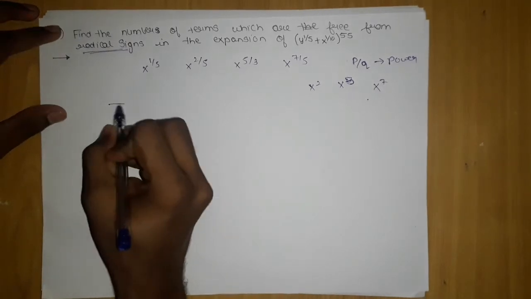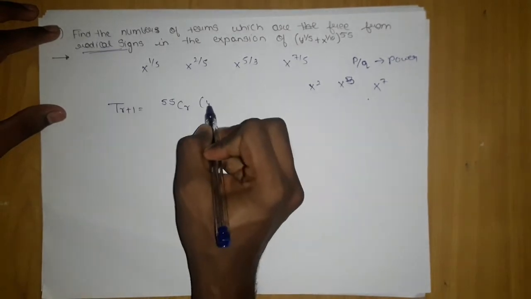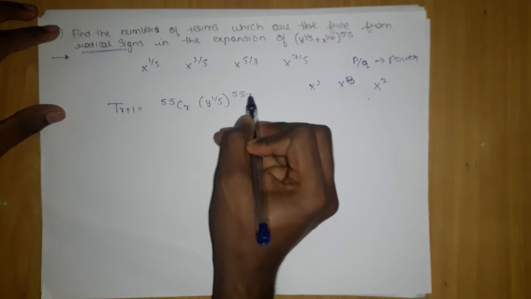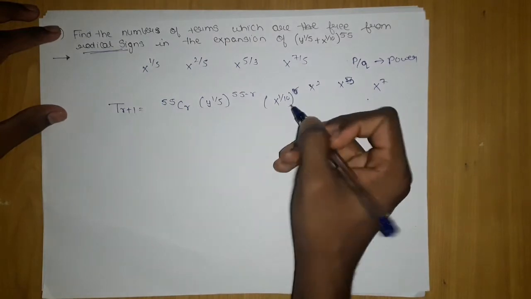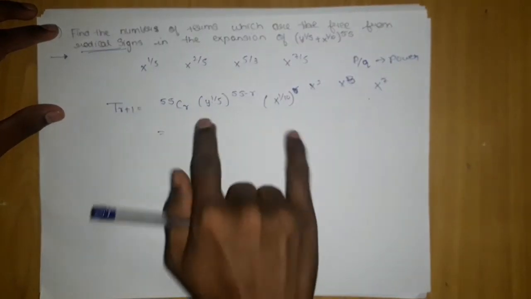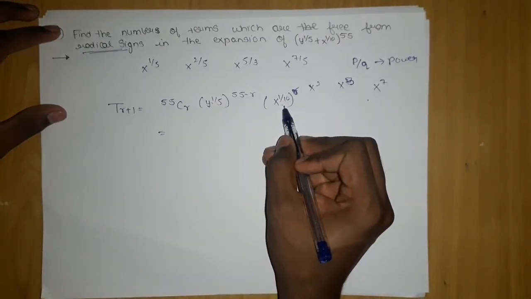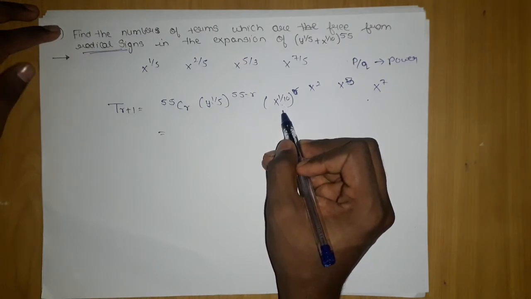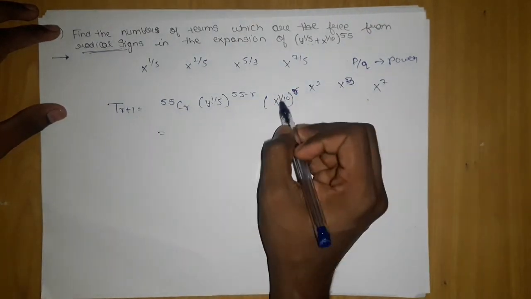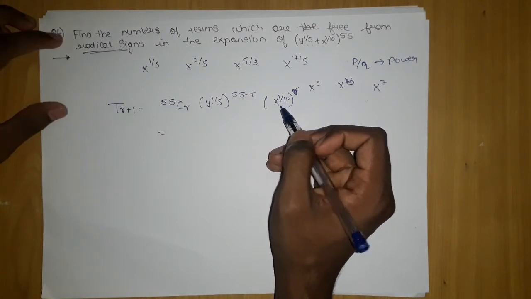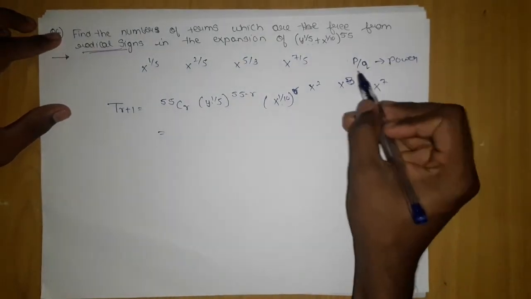Now let's write a general term, T(r+1). So we write 55Cr (y^(1/5))^(55-r) (x^(1/10))^r. We want to get rid of the radicals in these two terms. If this is free from radical sign and this is free from radical sign, for which r value will the term in the expansion be free from radical sign? So we have to decide which r value will make both free of the 1/10 and 1/5 powers, so that it is a simple number power, not in the format p by q.